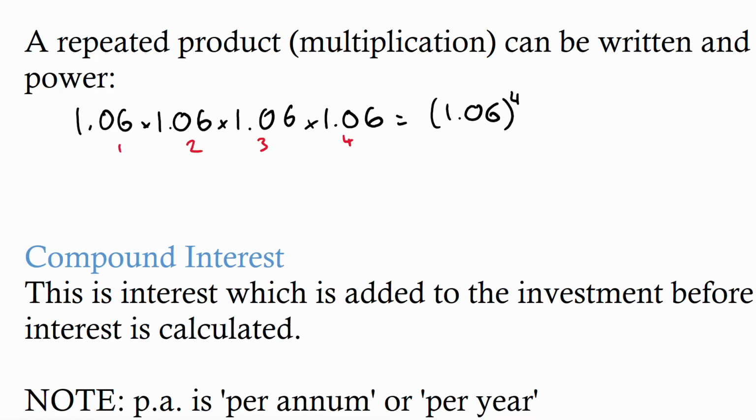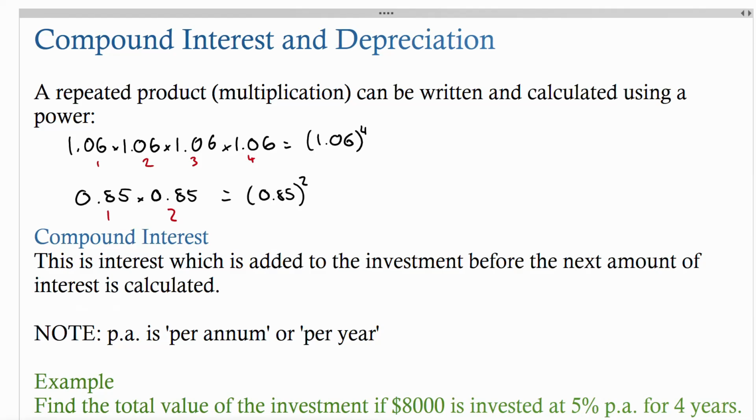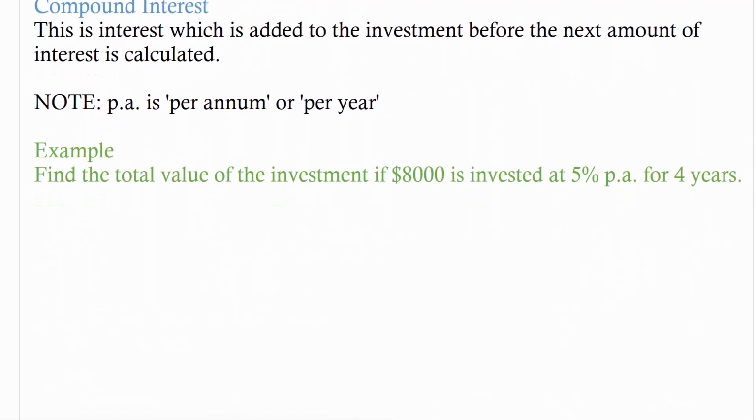And the same thing goes for another number such as 0.85. If I go 0.85 times 0.85, I could just rewrite that as 0.85 to the power of 2, because there's 2 of them. Now, this concept is used when we're trying to calculate compound interest. Compound interest is the interest which is added to an investment, such as your bank account or savings, before the next amount of interest is calculated.